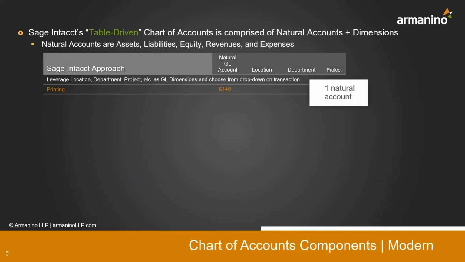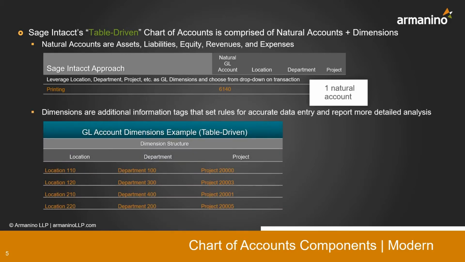Within Sage Intacct, we simply add that 6140 printing account, the natural GL account. And then we grab that GL account in a transaction, let's say an AP bill, for instance. And then we simply tag that transaction with the additional information, location, department, project, contract, and so on. Makes for much easier data input as well as data integrity, and it also allows us to slice and dice our reporting much more readily.